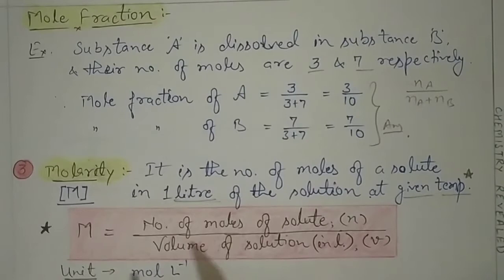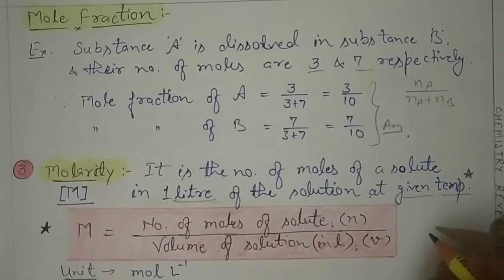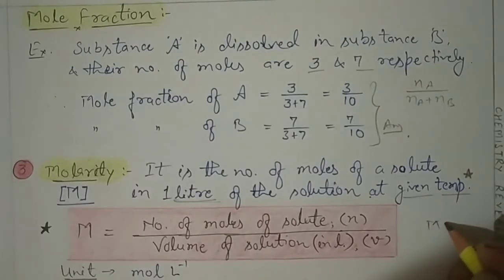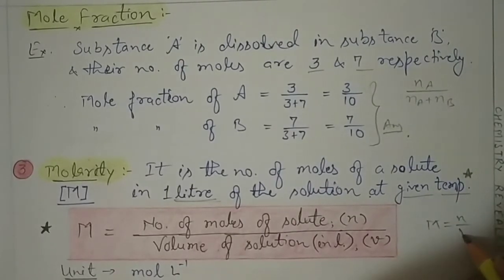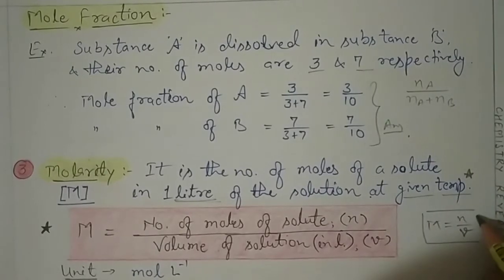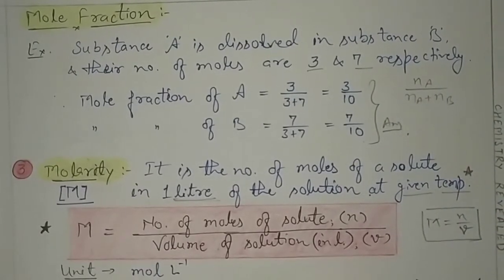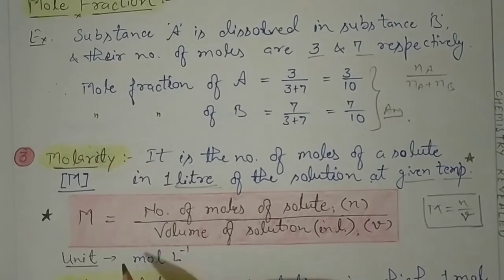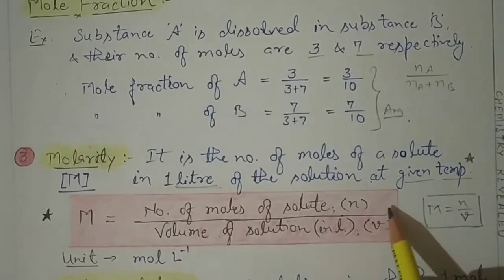Let's take the formula. M, meaning molarity, is equal to the number of moles of solute, that is n, over the volume of the solution in liters, that is V. So in short we can write it like this also, M is equal to n upon V. Okay, this makes our formula easy to understand. And the unit of molarity will be mole per liter, number of moles per liter of solution.